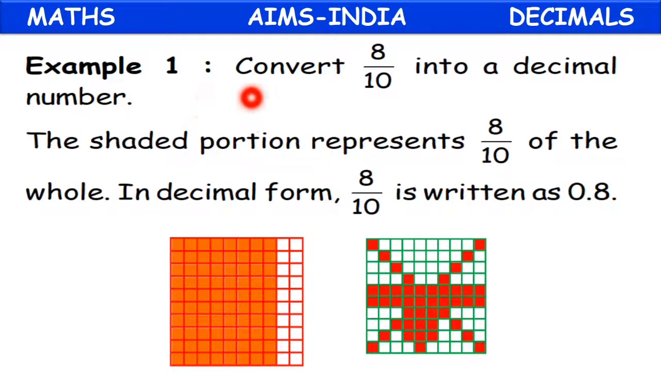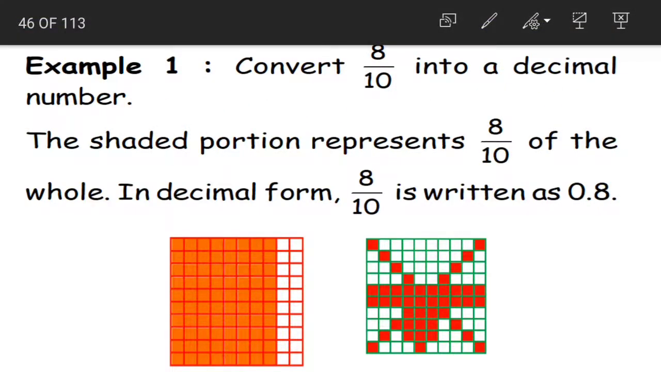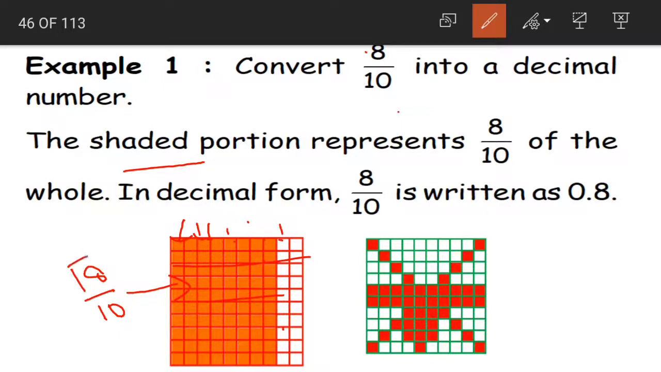Coming to the first example, convert 8 by 10 into a decimal number. Now what does 8 by 10 represent? That means the shaded portion here: 8 columns are shaded out of a total of 10 columns. So this figure is representing the fraction 8 by 10. And in decimal form, how will we represent 8 by 10?